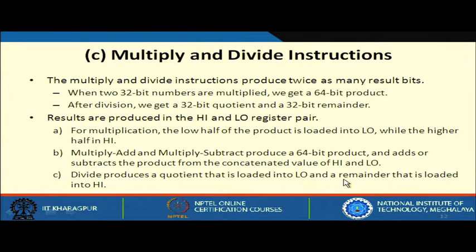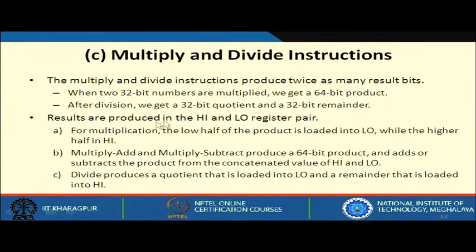Let us move on and see multiply and divide instructions. The next set of instructions that the MIPS32 instruction set has is multiply and divide. When two 32-bit numbers are multiplied, we can get a 64-bit product, and after division you may have to store a 32-bit quotient and a 32-bit remainder. So, in this case, where will we store this 64-bit result?